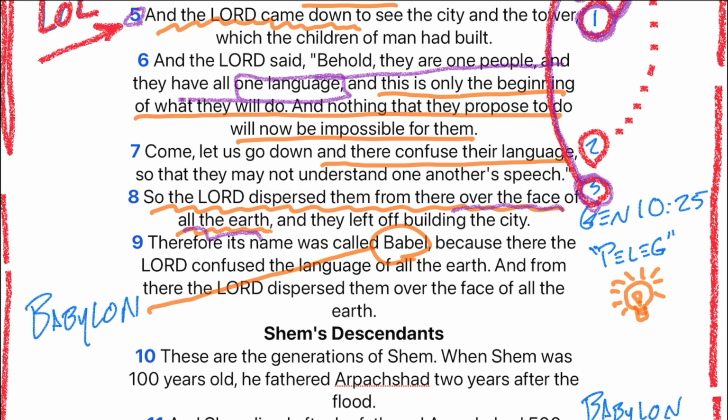Babel will become Babylon. It is of huge biblical significance. This shouldn't be a surprise to you, that these things that are happening in the Bible have much bigger implications than the small verses they're contained to.